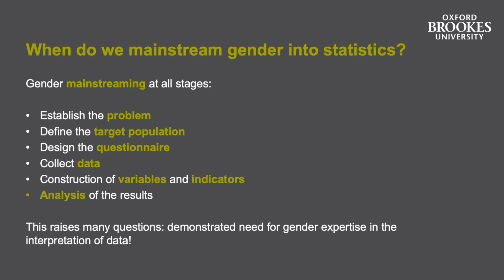When do we mainstream gender into statistics? Gender mainstreaming happens at all stages. When we establish the problem, when we define the target population, when we design the questionnaire, when we collect data, during the construction of variables and indicators, and during the analysis of the results. This raises many questions, and there is a demonstrated need for gender expertise in the interpretation of data.